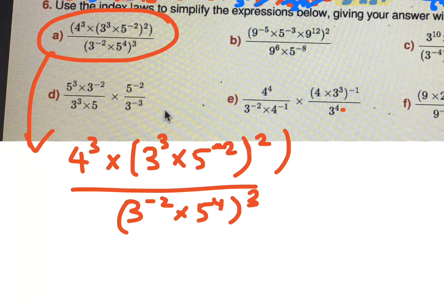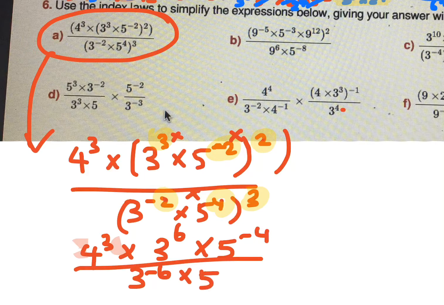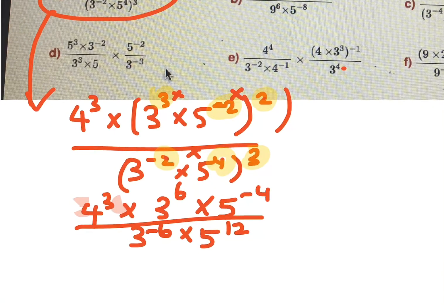So what you need to do is take the indice that is outside and multiply the numbers that are inside by it. That's your first step in simplifying this. So it is 4 to the 3 times 3 to the 3 times 2, which is 6, times 5 to the minus 2 times 2, which is minus 4, all over 3 to the minus 2 times 3 is minus 6, times 5 to the 4 threes are 12.